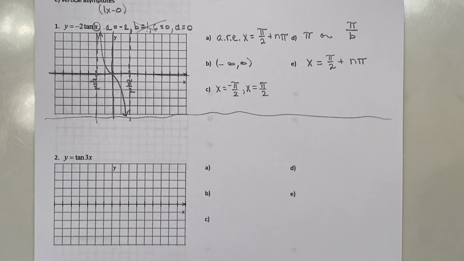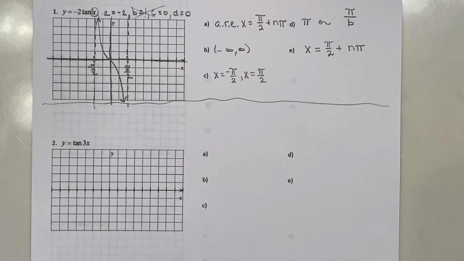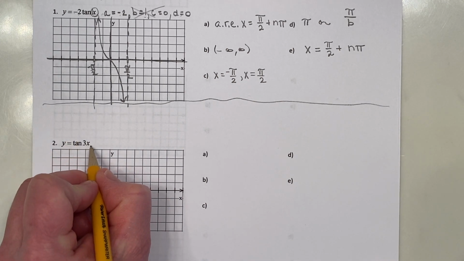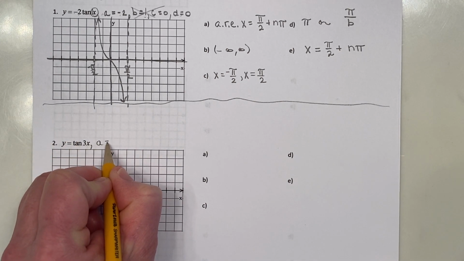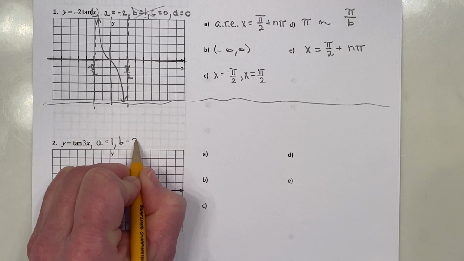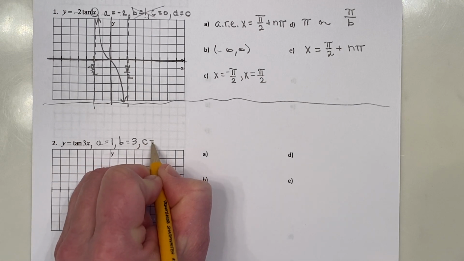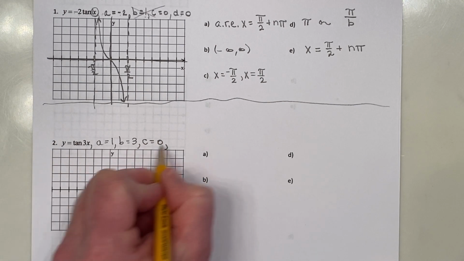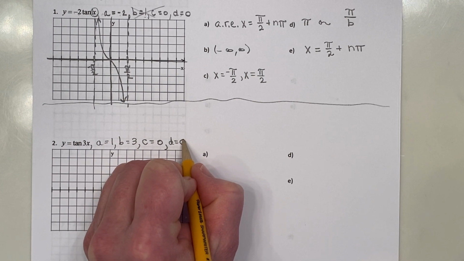All right, example 2 is a tangent function. Well, we don't have those formulas like we did for sine and cosine. So our strategy is to set bx minus c equal to negative pi over 2 and bx minus c equal to positive pi over 2. All right, I'm going to go ahead and state a. B is 3. There is no shift left or right, and there is no shift up or down.